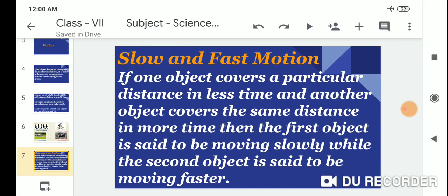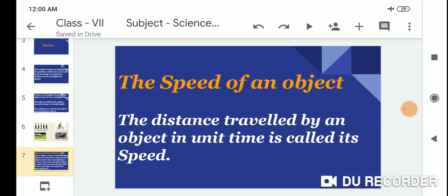Slow and fast motion: if one object covers a particular distance in less time and another object covers the same distance in more time, then the first object is said to be moving faster, while the second object is said to be moving slowly. So there are two types of motion, slow and fast motion.